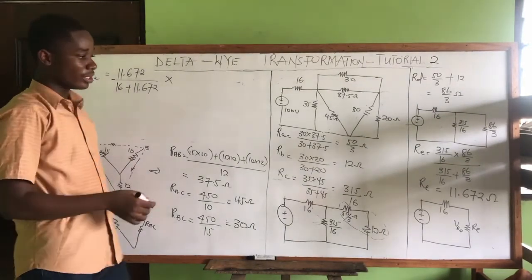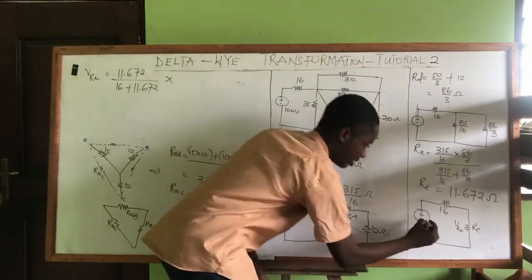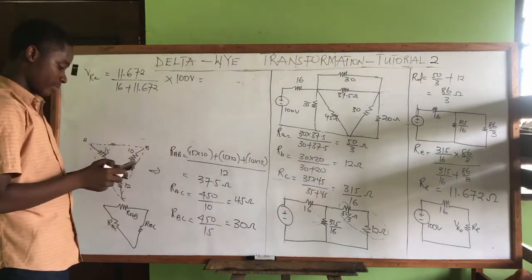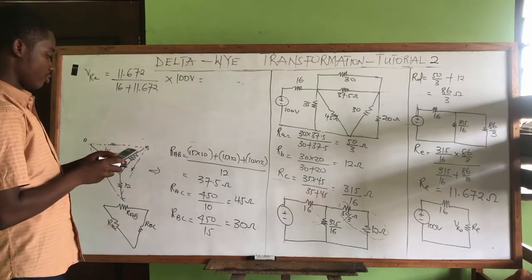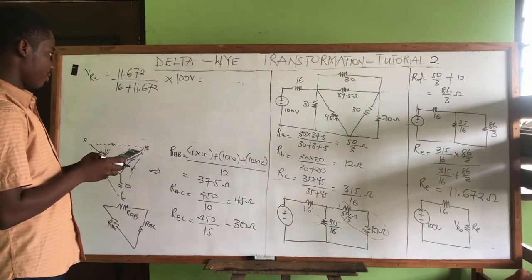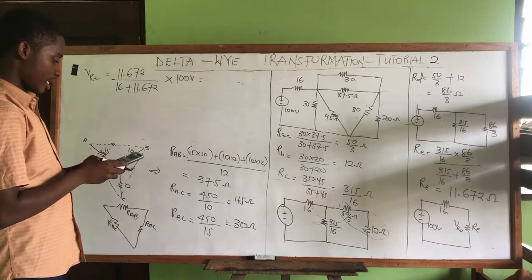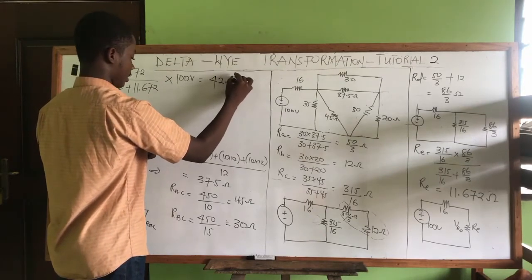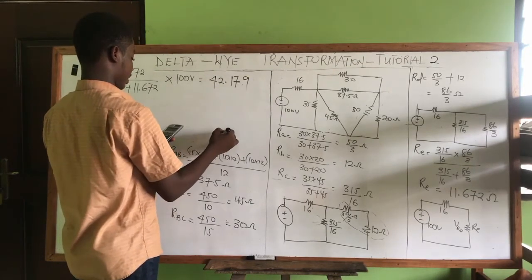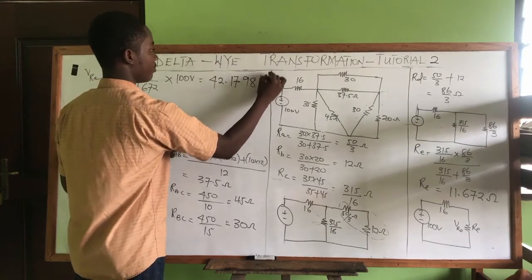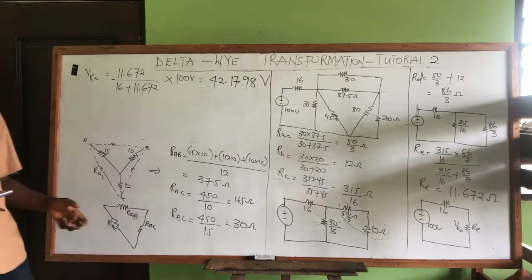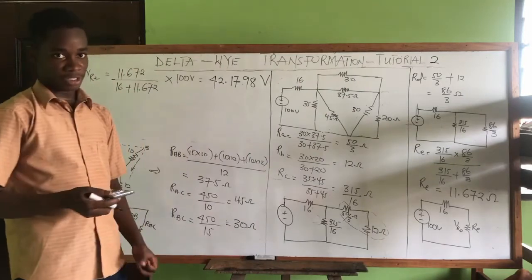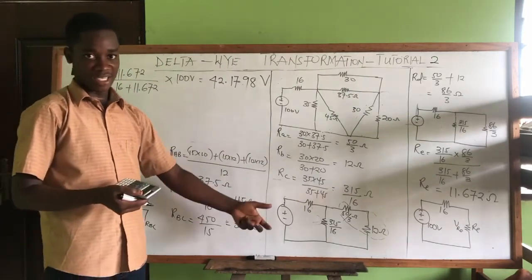Then multiply by the voltage they are sharing, which is the 100 volts. So we are multiplying by 100 volts. And what do we get here? We have 11.672 on 16 plus 11.672 multiplied by 100 volts. And we have 42.1798 volts. So the voltage across the 11.672 is 42.1798 volts. So the idea of going back is also happening here, the same thing.